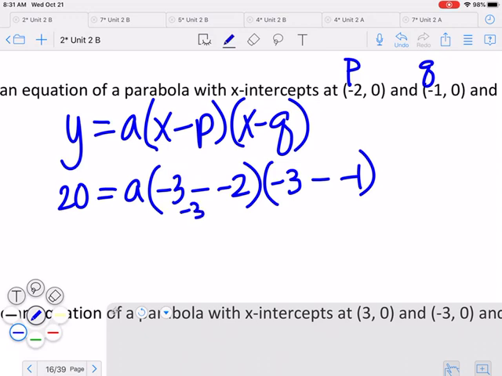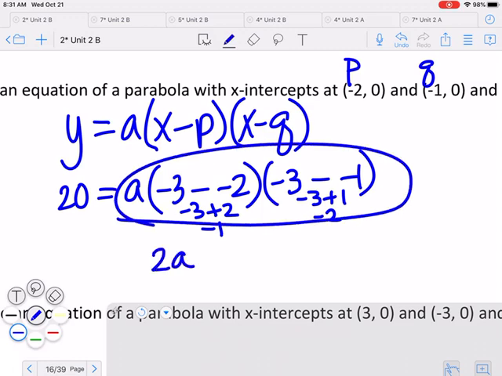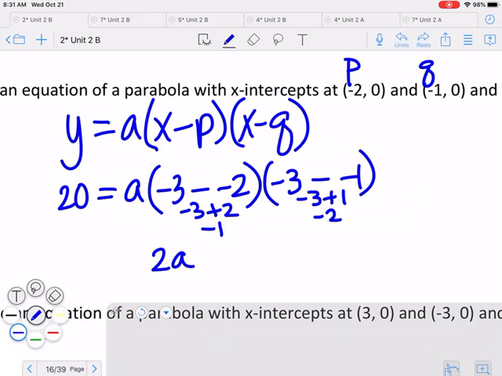And minus negative means plus. We know this. Negative 3 minus negative 2 is negative 3 plus 2. Over here we would have negative 3 plus 1. Negative 3 plus 1 is negative 2. Over here it's negative 1. Negative 1 times negative 2 is 2. So we have, remember, all these are getting multiplied together. So negative 1 times negative 2 is 2, times the a is 2a equals 20. Divide both sides by 2 gives us a is equal to 10.